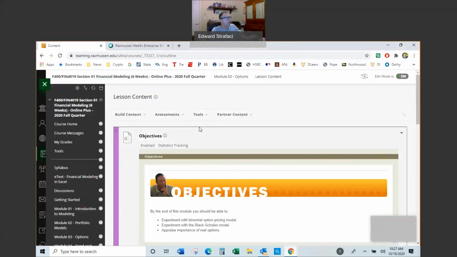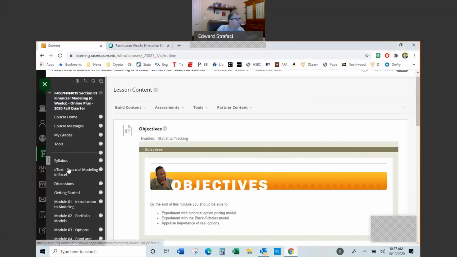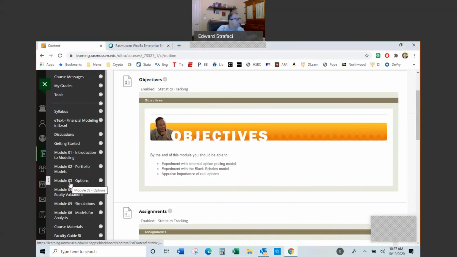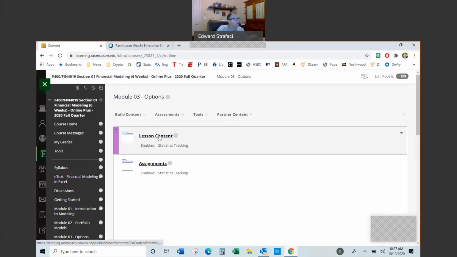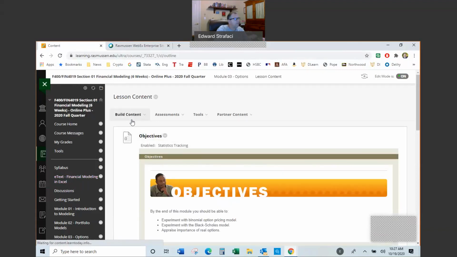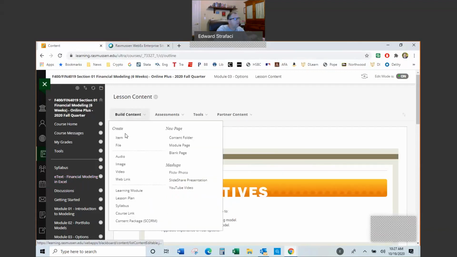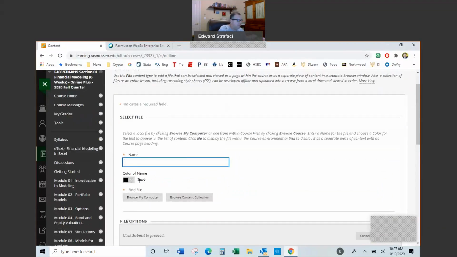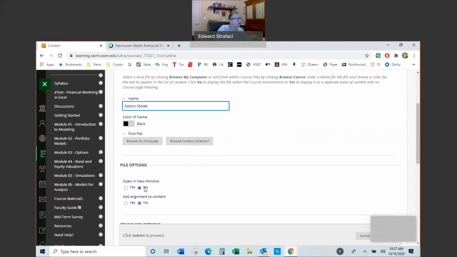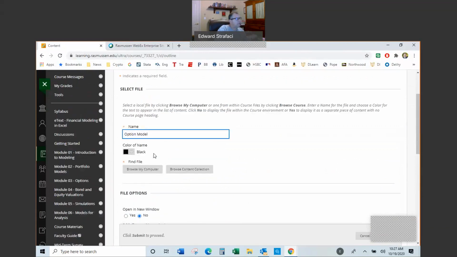So why don't we do this? Let's go to module 3, which is this week. And on the lesson content, I want to give you that option model so you can play with it at home. I think it's helpful to play with this at home and see how it affects the option when you move price, volatility, and the risk-free rate around.